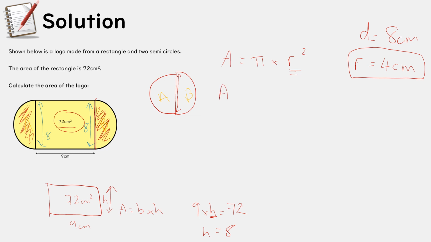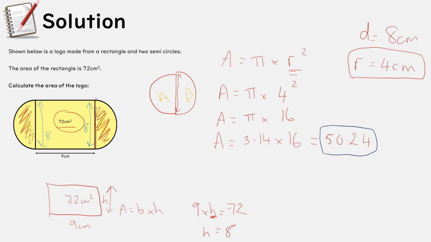We can now do exactly what we've been doing previously. Area equals pi times radius squared. Radius we found was 4. 4 squared is 4 times 4, which is 16. Pi we now write in as 3.14, times that by 16, and let's put that in our calculator. 3.14 times 16 gives me 50.24. Brilliant. I've found the area of those two semicircles, 50.24.